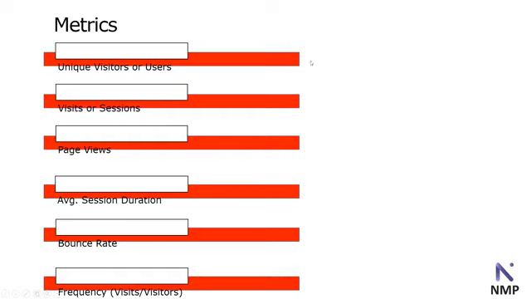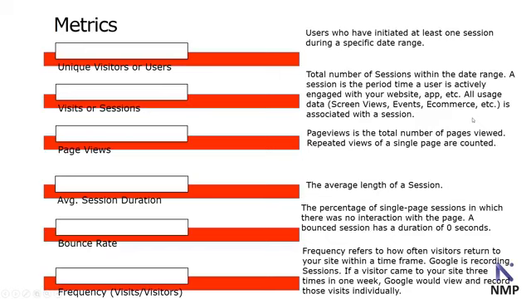Some metrics, as we said, are the unique visitors or users. Users is more Google Analytics lingo. They are those who have initiated at least one session with your website. Visits is when they come in. Page views is how many pages they actually visited. Average session duration, how much they stayed. Bounce rate, we covered it, so they come in and they leave. And then the frequency, which is usually the visits divided by visitors, so how many times each visitor comes in.